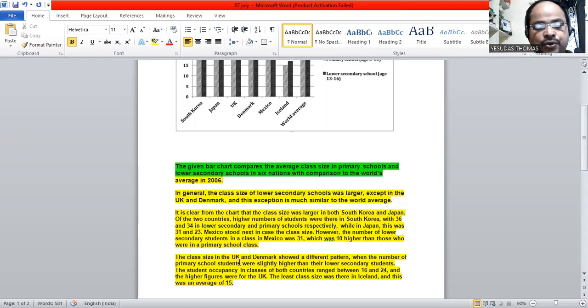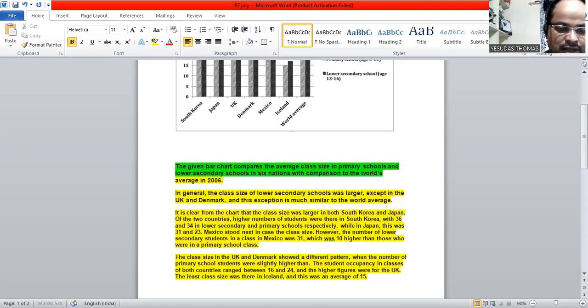The class in the UK and Denmark showed a different pattern when the number of primary students were slightly higher. So I have already said the secondary students there. So it's redundancy. I know the comparison is between two of the school levels. So it's enough there. The student occupancy in classes of both countries ranged between 16 and 24, and the higher figures were for the UK. Okay.